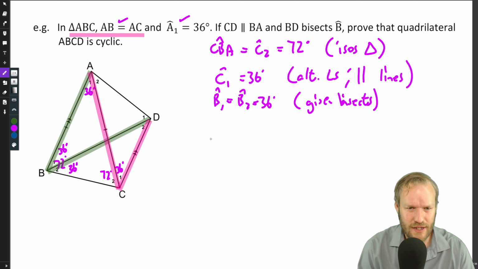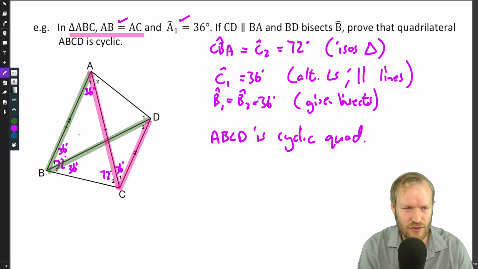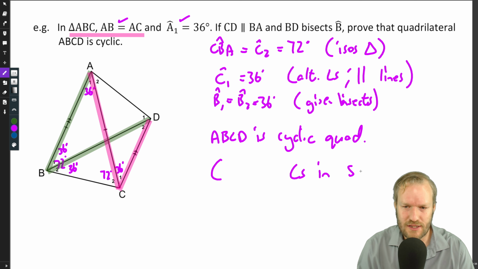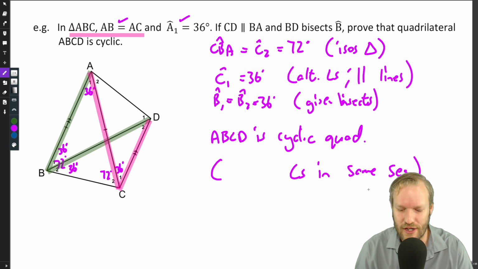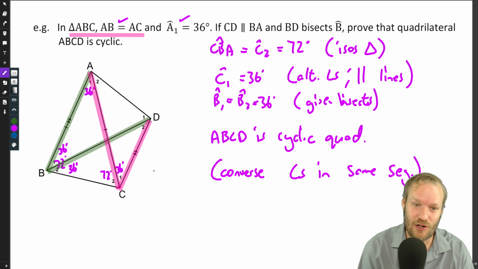So we can say that ABCD is a cyclic quadrilateral. And our reason for that is that we've shown these angles in the same seg were equal. But our reason can't be angles in same seg, because that would imply that we already knew it was a cyclic quadrilateral. So we're going to use this keyword, and that is converse. Converse angles in same seg. In other words, because the angles in the same segment are equal, it is a cyclic quad.